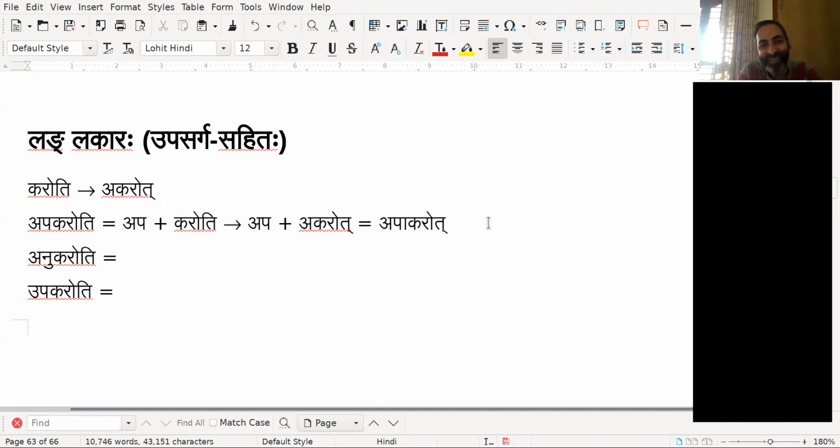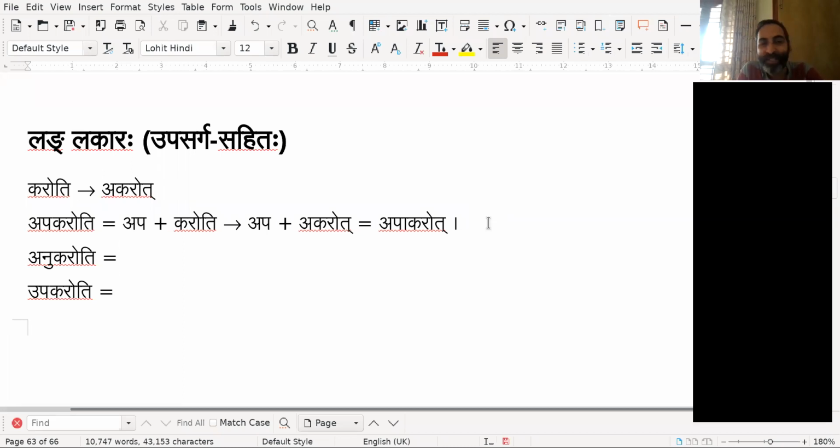Like aparadhi, the one who makes a mistake. Okay, so this is the lang lakara form for that. I hope you got the idea. So now you know, to get a lang lakara, if there is an upsarga, you have to first remove the upsarga. If you are not able to do that, then you are going to get a wrong word.